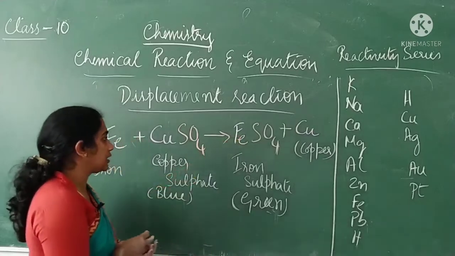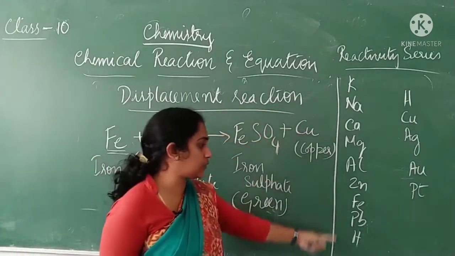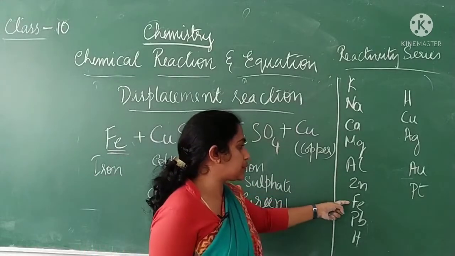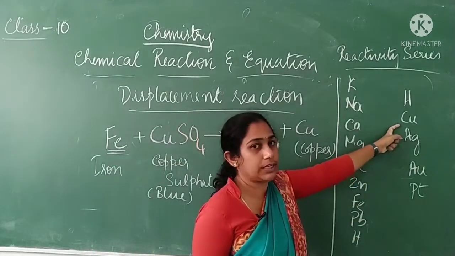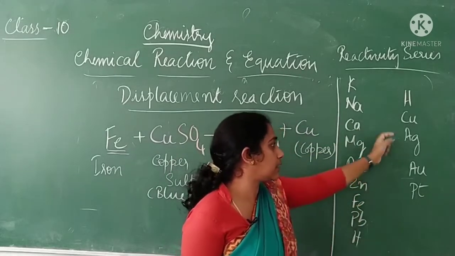How it has changed is, here iron is more reactive. If you just observe the reactivity series, you can see iron comes first, below that comes copper, right? So first is iron. So we have to write it below. Since I don't have place here, I have written it here.